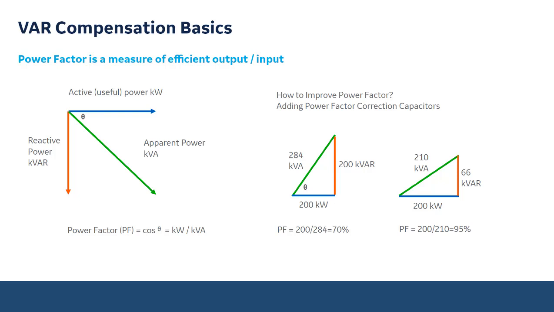And your apparent power, which is the kVA, is the green bar going diagonally down. So power factor is a measurement of the cosine of theta, of your angle right there, which is kW versus kVA. A low power factor means you're not utilizing the power you're paying for, which would be that toothpaste.